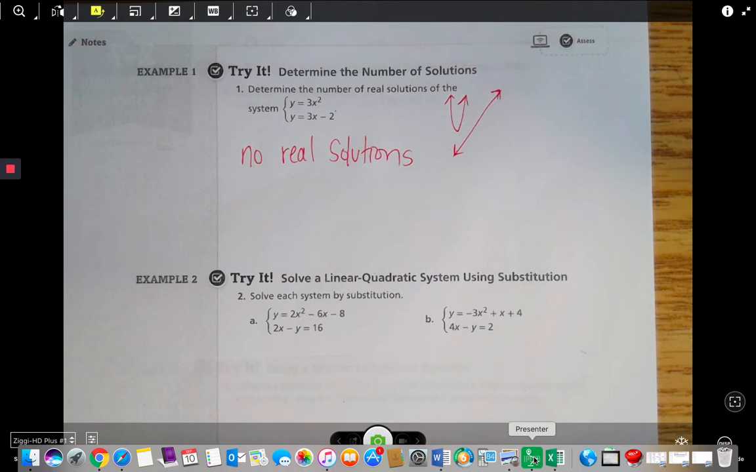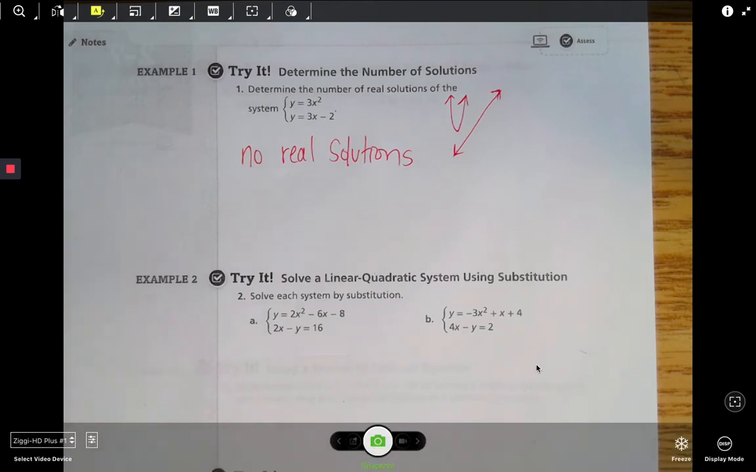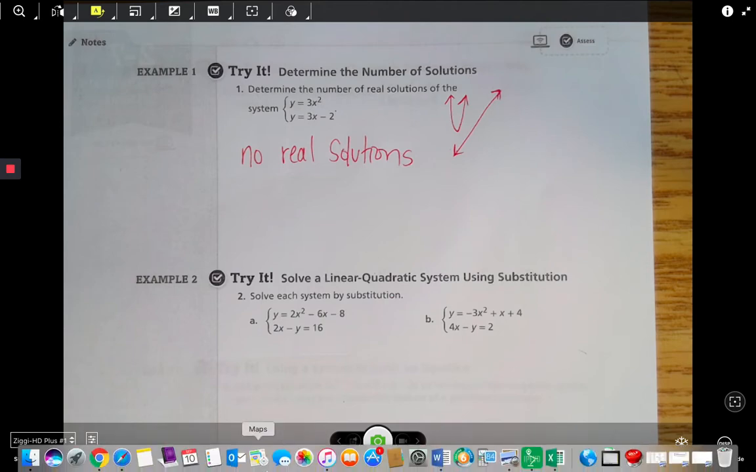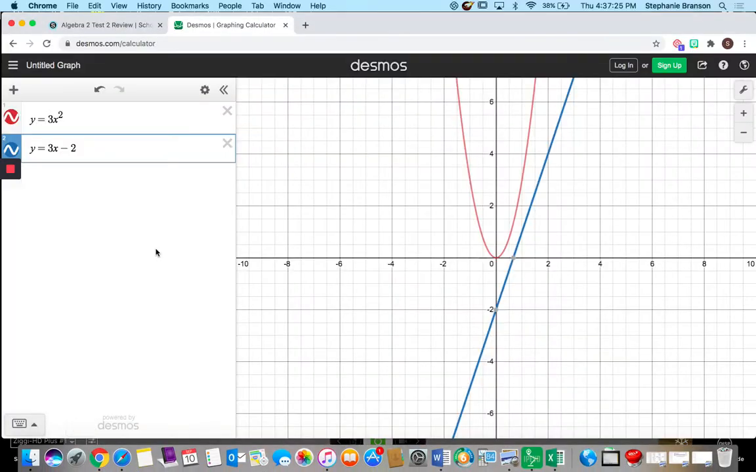Now for number 2, they want us to solve a linear to quadratic system using substitution, but again, we're just going to use graphing because it's nice to have this little graphing tool right here. So I'm going to go ahead and type in both of these equations.